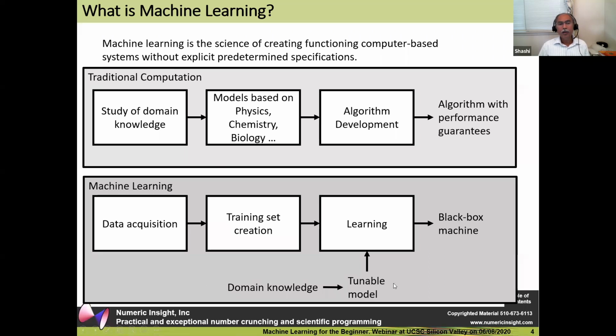Okay, so I suspect that if I show you these two blocks, traditional computation and machine learning, it's not making a whole lot of sense to you. In fact, these two summaries really make sense if you already know what machine learning is. So that's a bit of a catch-22 here. But however, I think it will become clear as we keep going along.